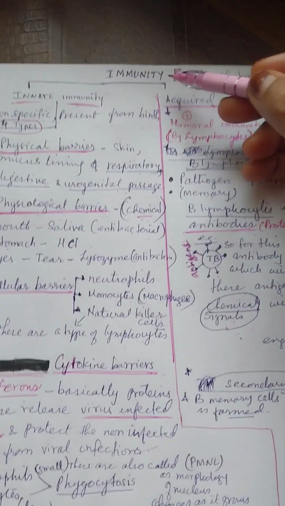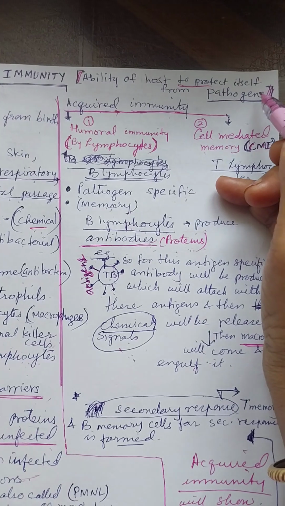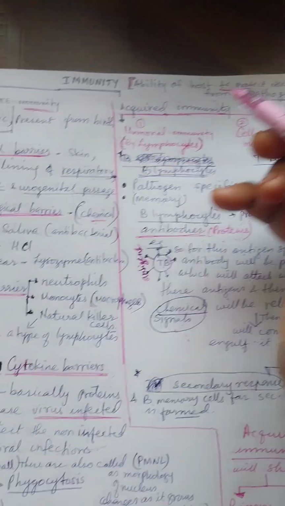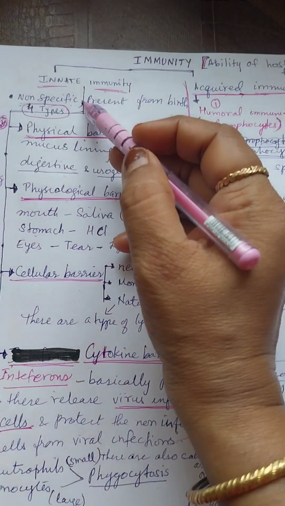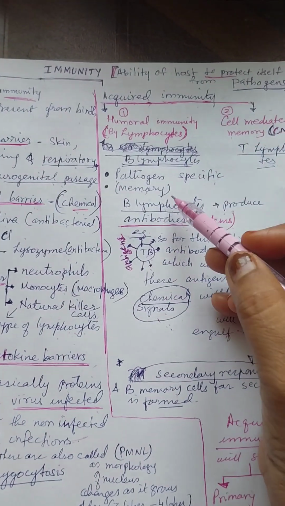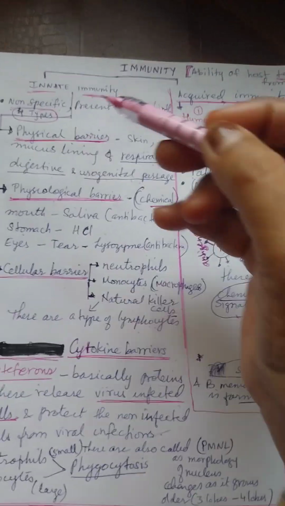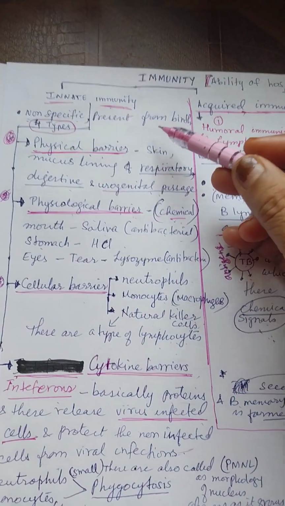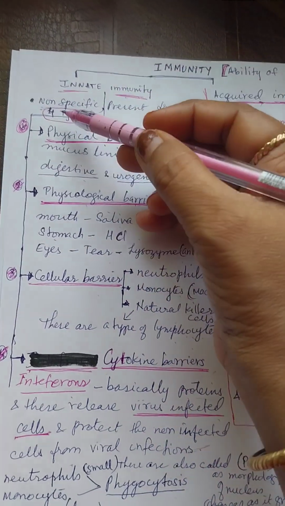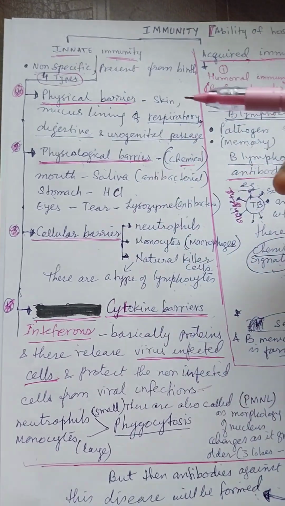Good morning, children. Topic is immunity, and what is it? It is the ability of the host to protect itself from the pathogens. We can study it under two headings, the innate immunity and the acquired immunity. Acquired immunity is always pathogen specific and it is based on memory, whereas innate immunity is present since birth and it is non-specific. It can be studied under four headings, the physical barriers.